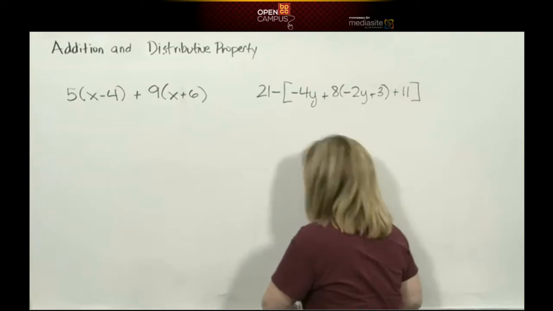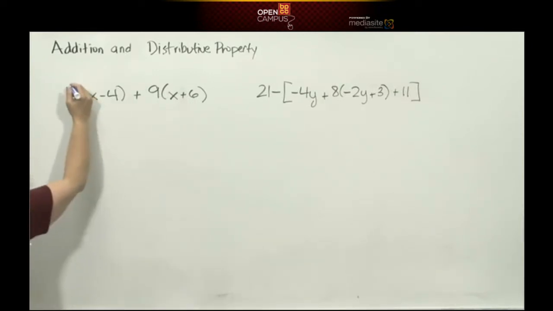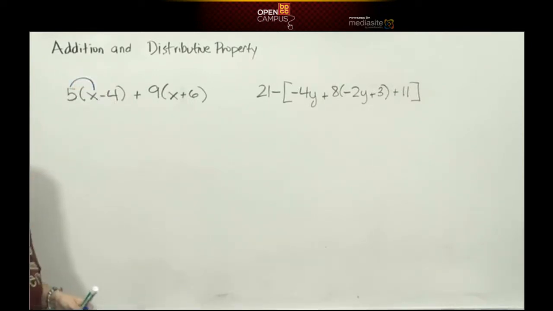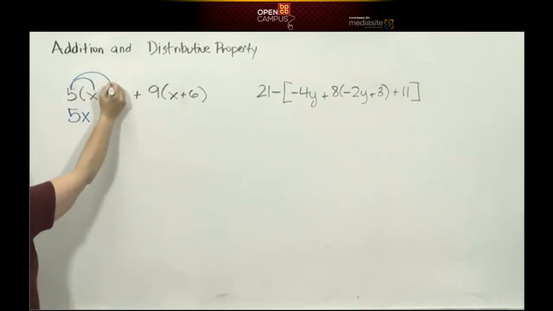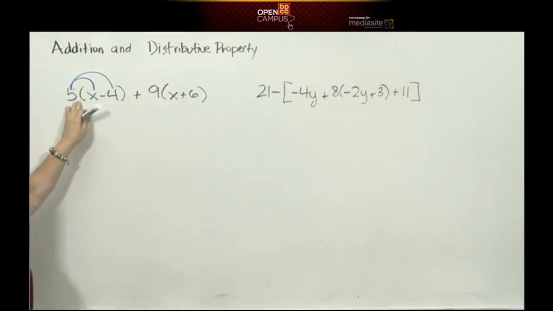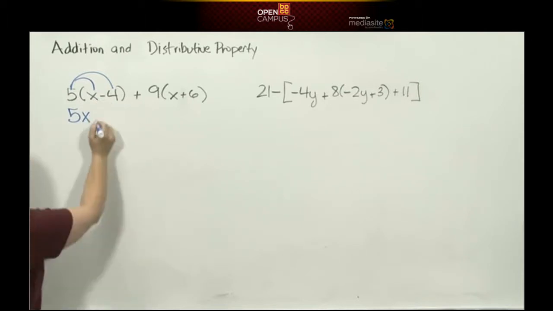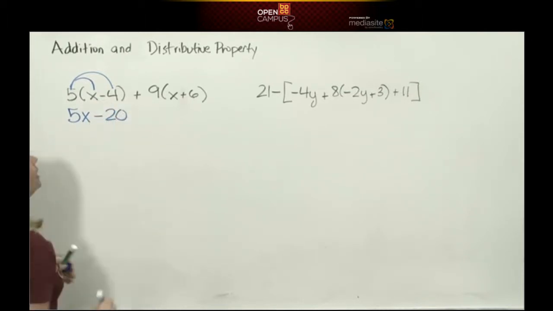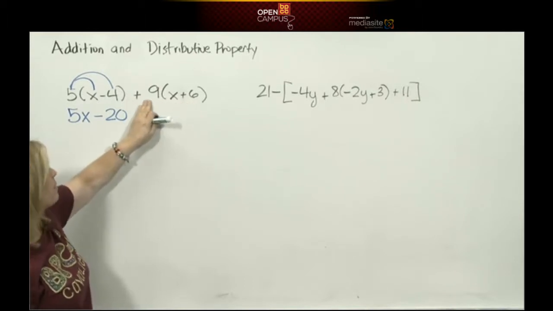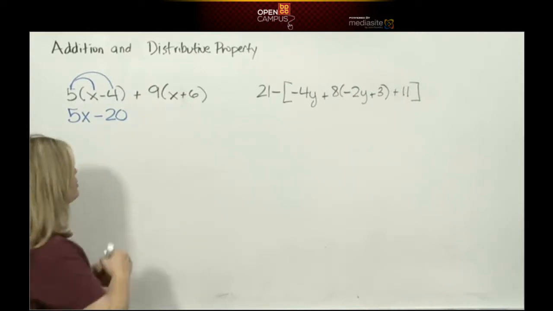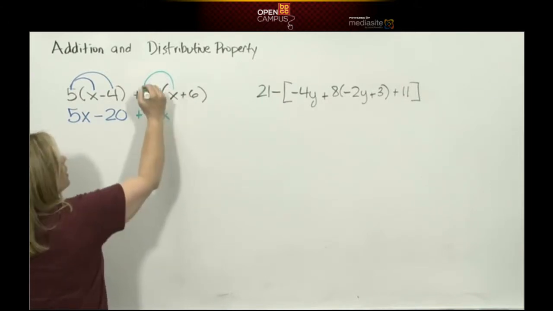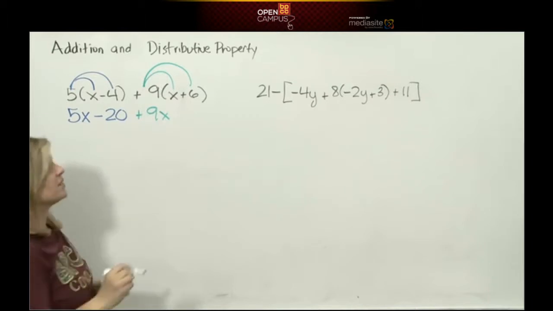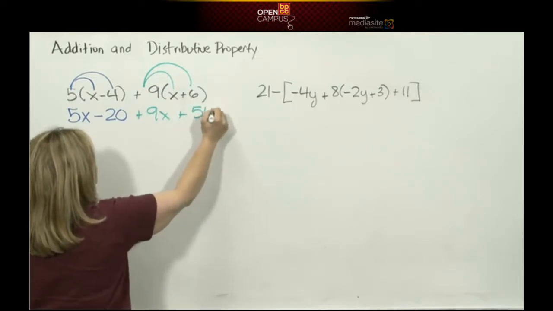So I like to make rainbows when I distribute. So here we go. This says 5 times x. Well, what is 5 times x? That is 5x. Then I'm going to do 5 times negative 4. Well, a positive times a negative is a negative, and that would give us negative 20. In front of this set of parentheses is a positive 9. So I'm going to distribute there. Positive 9 times x is positive 9x. Positive 9 times positive 6 is positive 54.